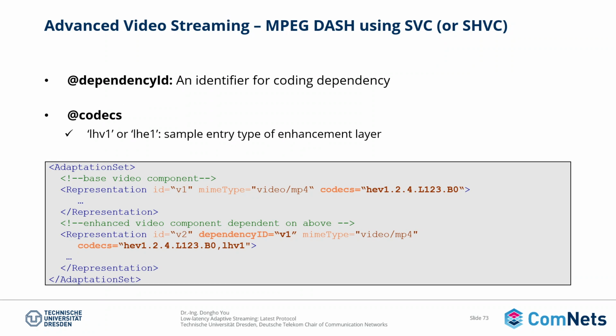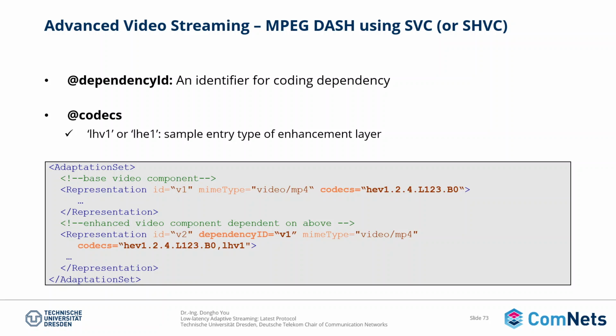Anyway, let's see an example of an MPD for SHVC. Maybe now you are familiar with the MPD structure, right? Assume that this is a two-layered video, one base layer and one enhancement layer. Since the base layer can be decoded independently, the first representation is nothing special. It is the same as a normal one: a representation ID, a MIME type, video/mp4, and then the codec.